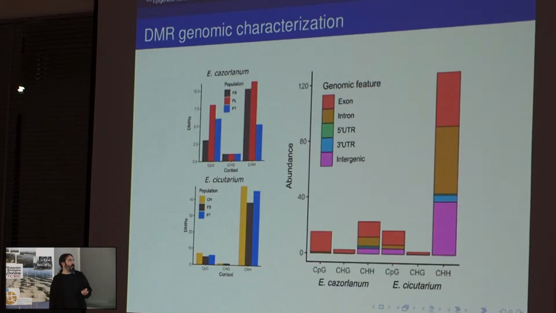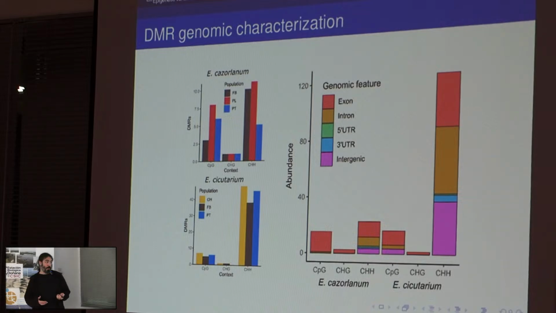So now I'm interested in the regions of the genome that have different levels of methylation. So I managed to pull together, from this set of cytosines that were differentially methylated between populations, a number of differentially methylated regions, which is DMRs. We got more in Erodium cicutarium because we started with more differentially methylated cytosines. But we can see that the number estimated was higher for the CHH context.